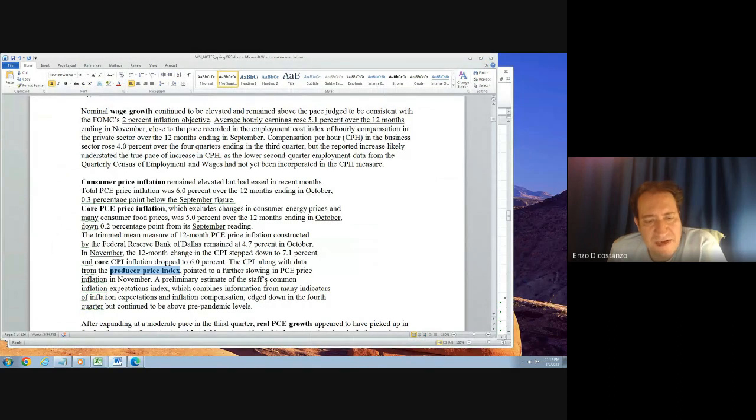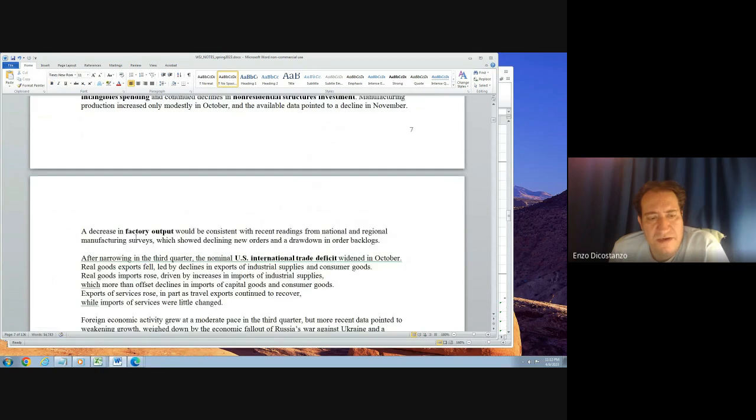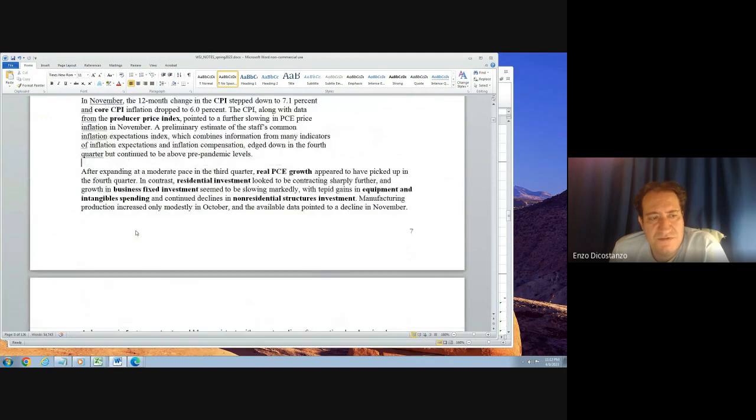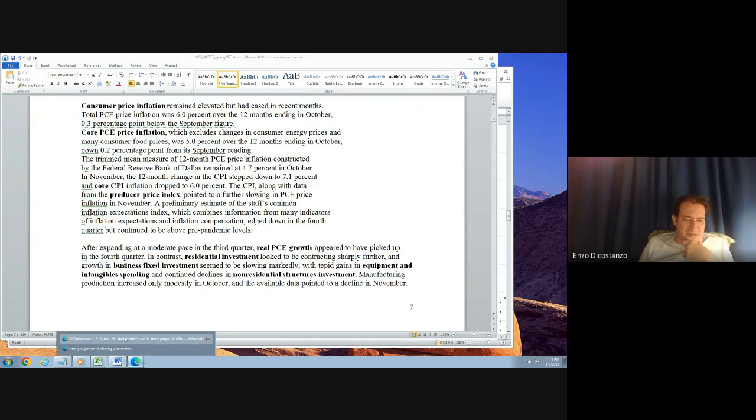It says a preliminary estimate of the staff's common inflation expectation index, which combines information from many indicators of inflation expectations and inflation compensation, edged down in the fourth quarter, but continued to be above pre-pandemic levels. Okay. All right. Let's have one, two, three paragraphs to go. And it says after expanding at a moderate pace in the third quarter, the real personal consumption expenditure growth appeared to have picked up in the fourth quarter. So again, these guys probably had a little bit of an advanced reading on that. So let's check out our quarterly PCE numbers just to take a look at them.